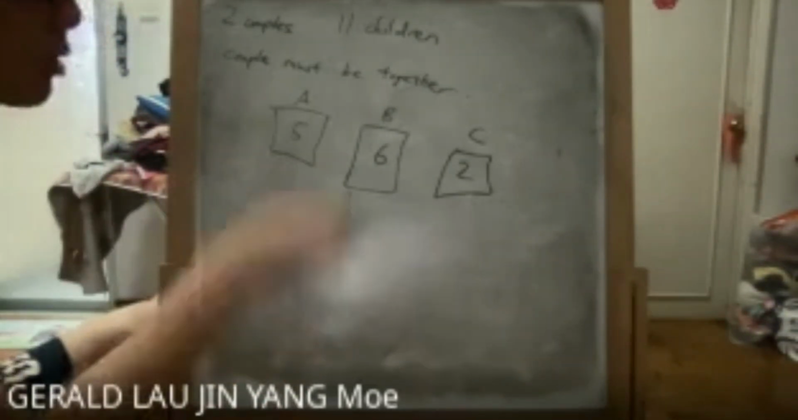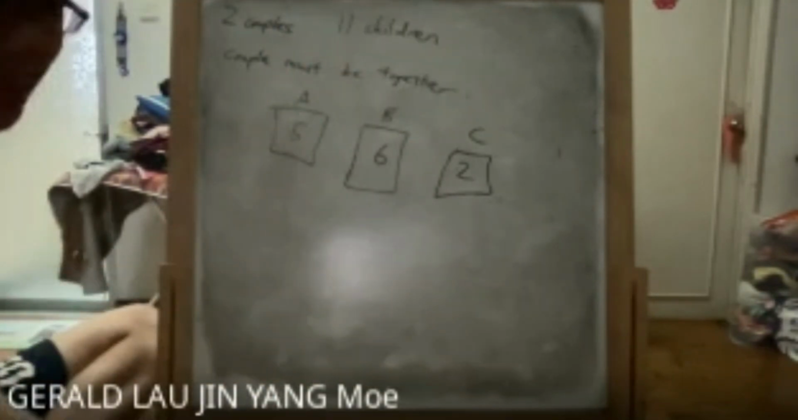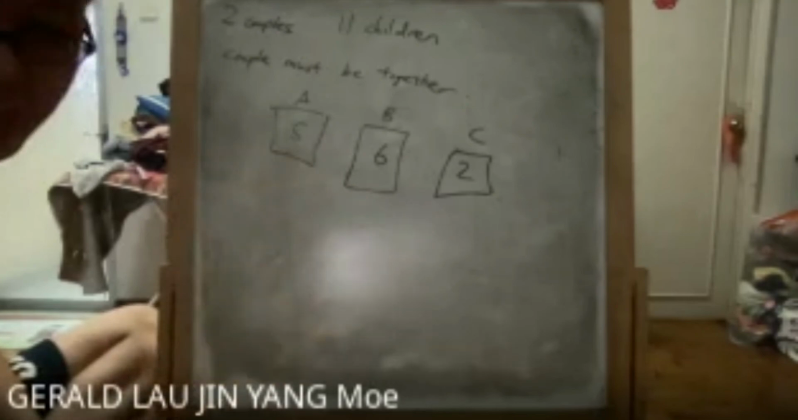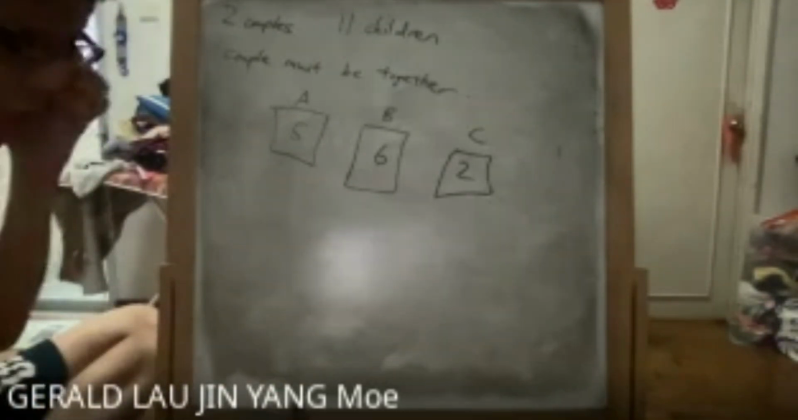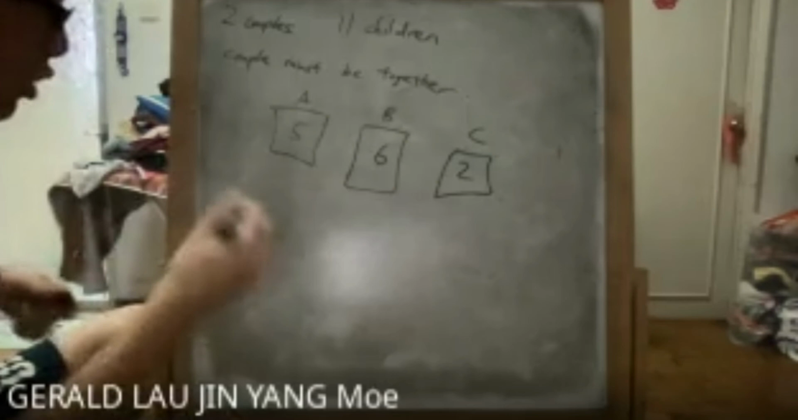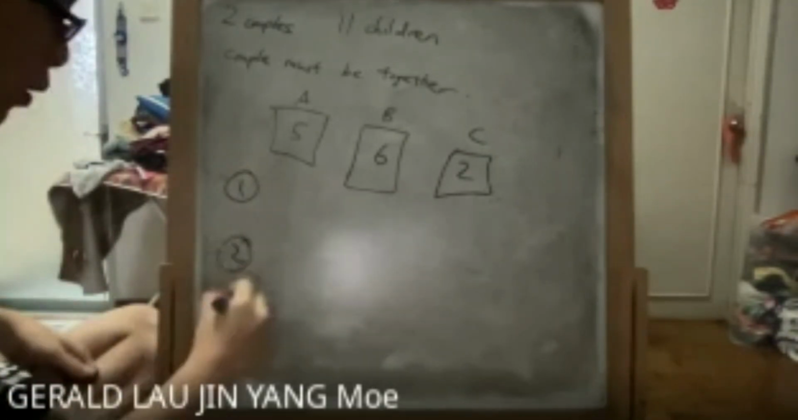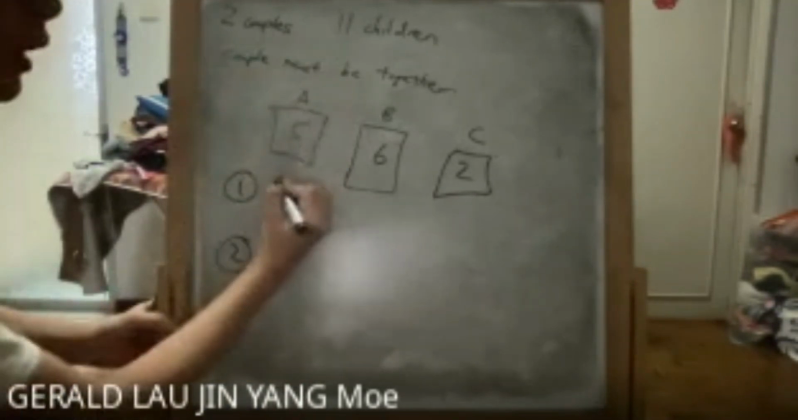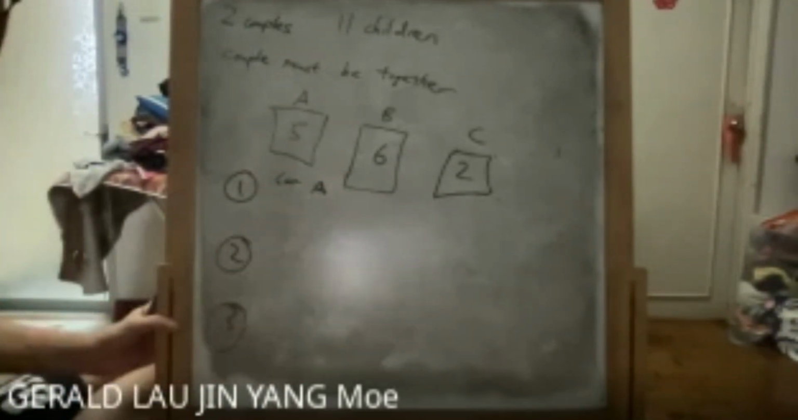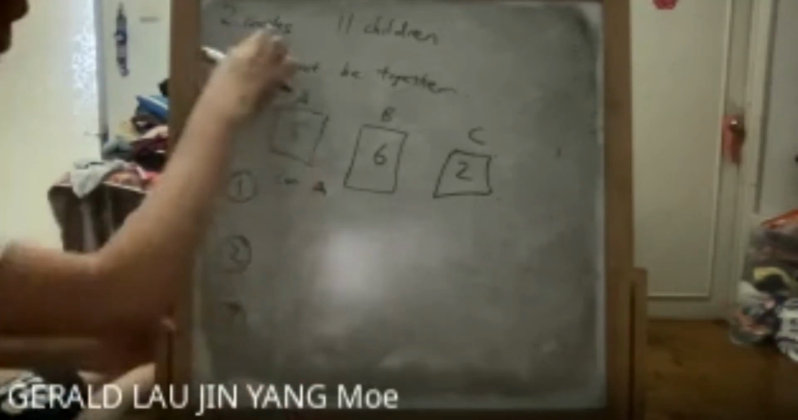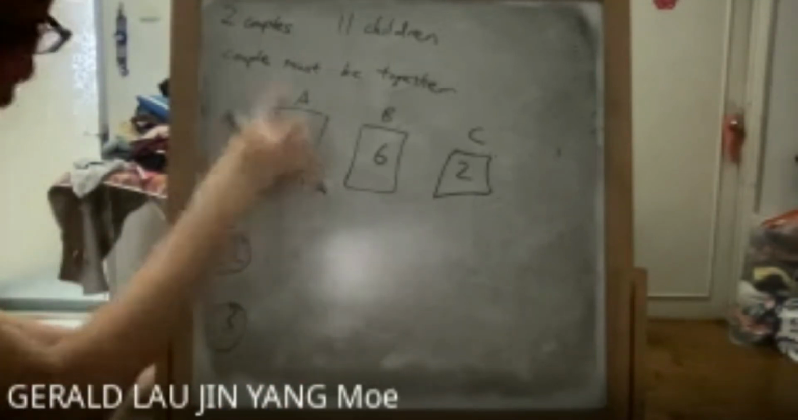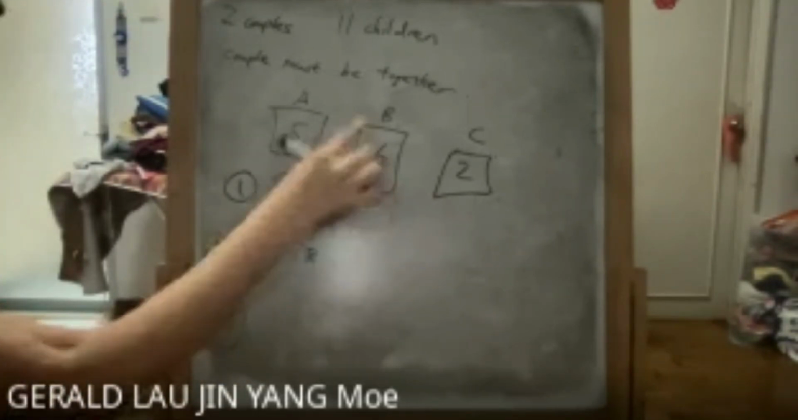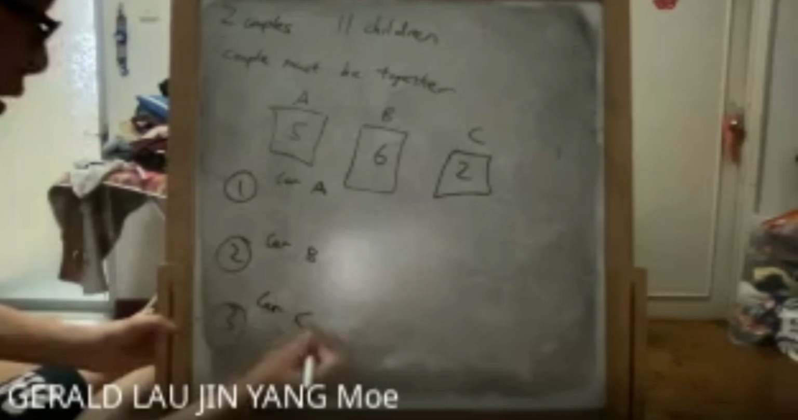The 2 spouses must be together. They must be in the same car. What is the possibility of them in the same car? Okay, so yes, the correct answer is 3. There are 3 possibilities. The first possibility is couple in car A. The second possibility, couple in car B. The third possibility, couple in car C.